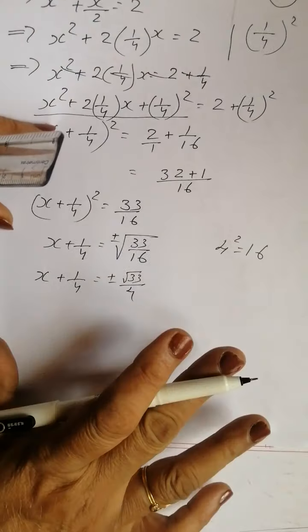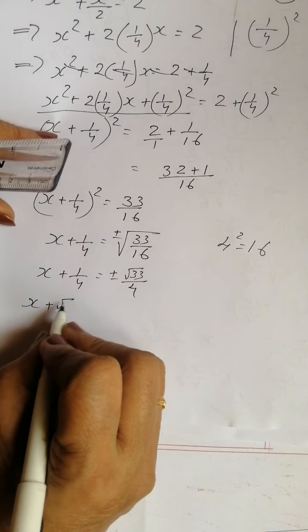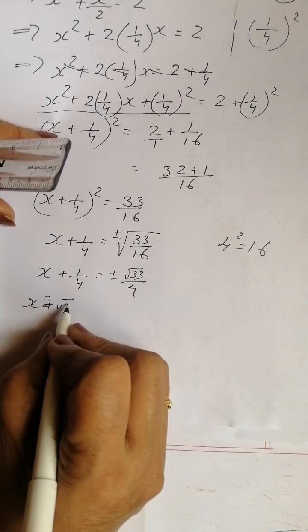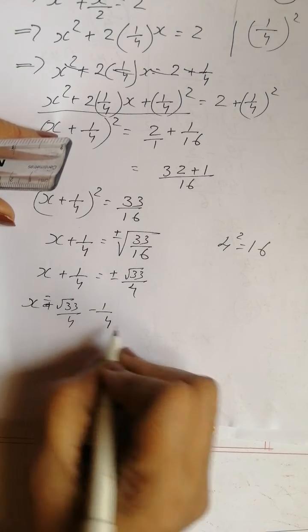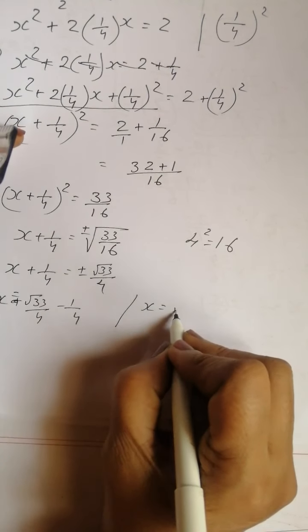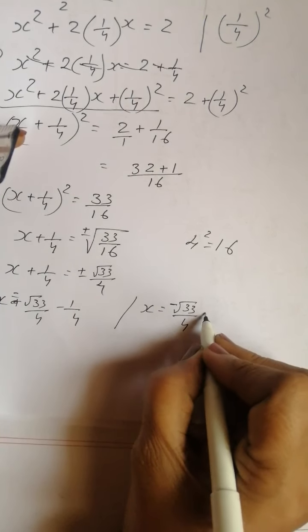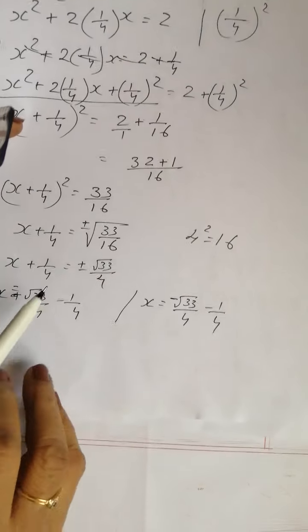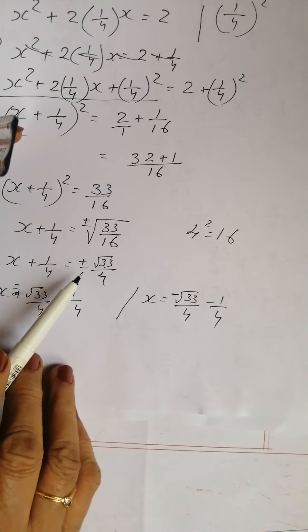Now I have to split into 2. That is x is equal to root 33 by 4 minus 1 by 4, or x is equal to minus root 33 by 4 minus 1 by 4. Got it? Be clear here. If you open the root, it will become plus or minus.